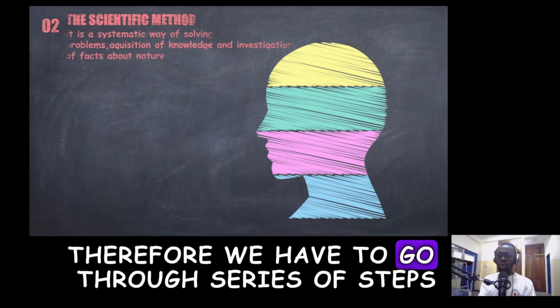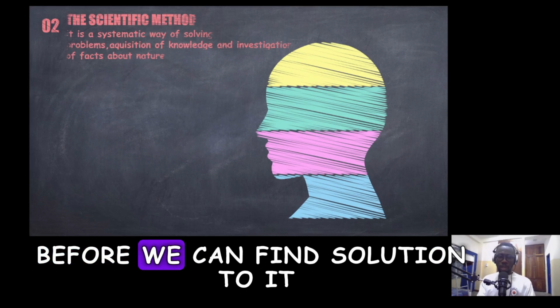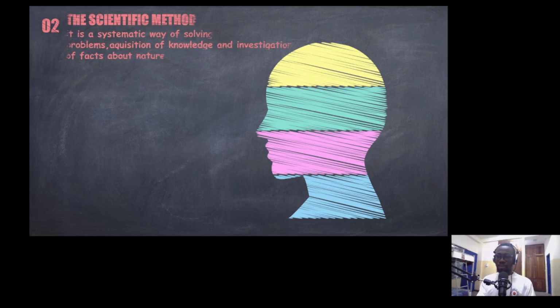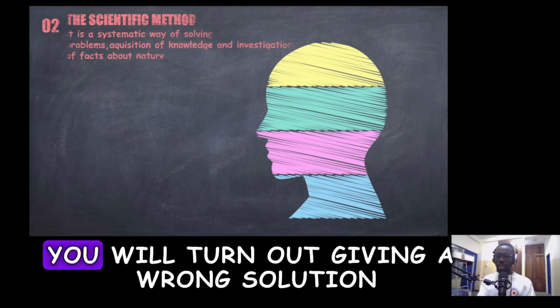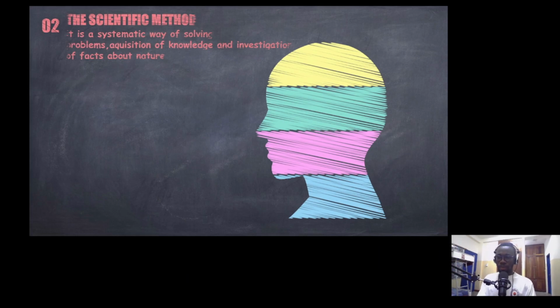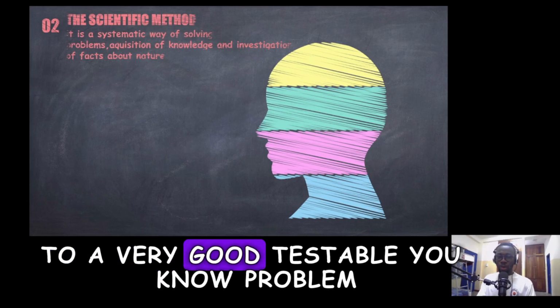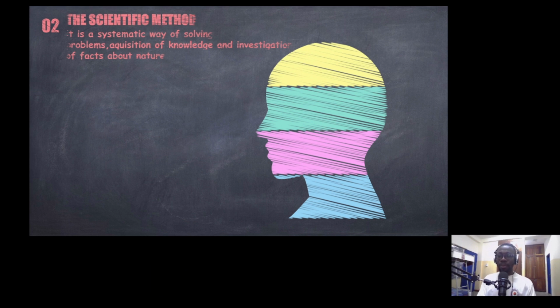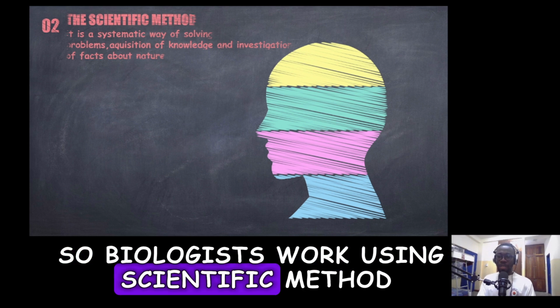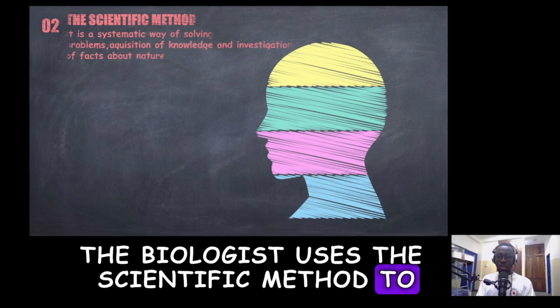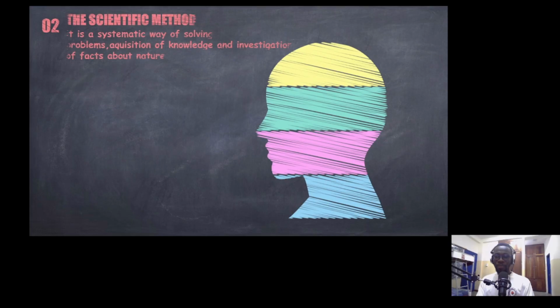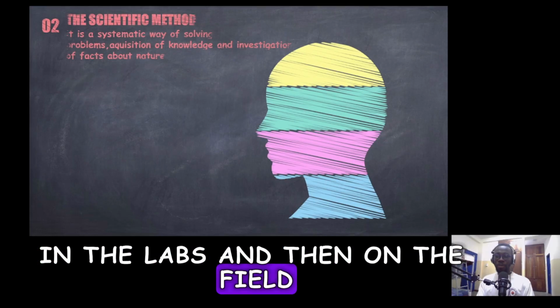Therefore, we have to go through a series of steps before we can find a solution to it. Because if you don't go through a series of steps, you will end up giving a wrong solution to a very good testable problem. So biologists work using the scientific method. The biologist uses the scientific method to investigate and solve problems in the labs and on the field.